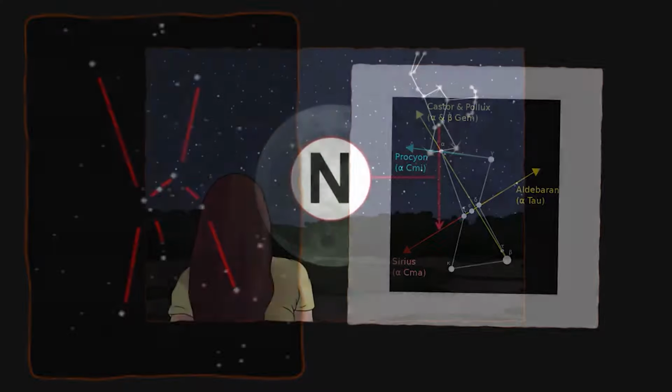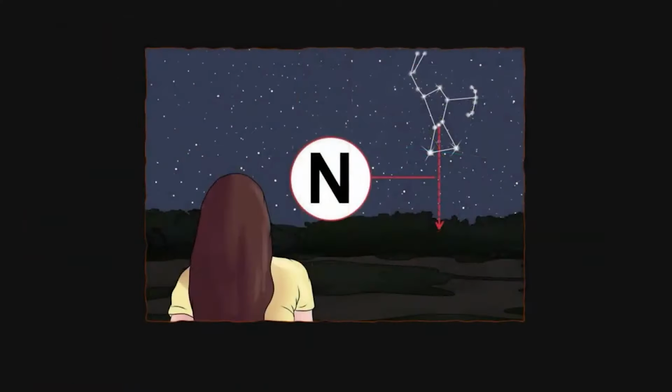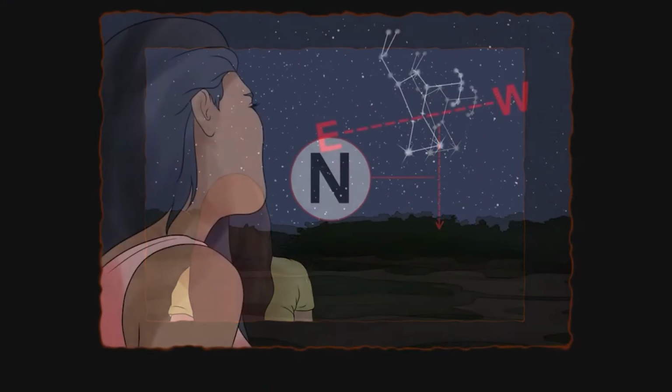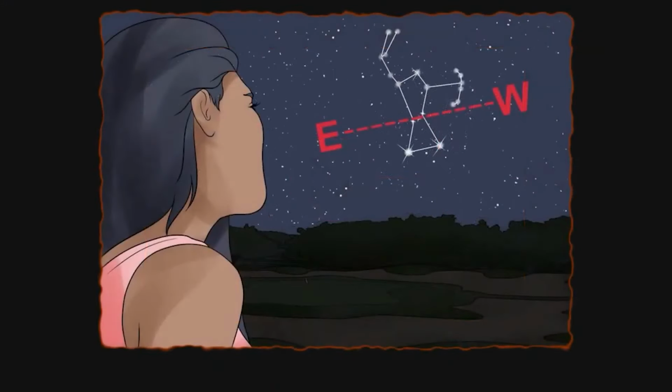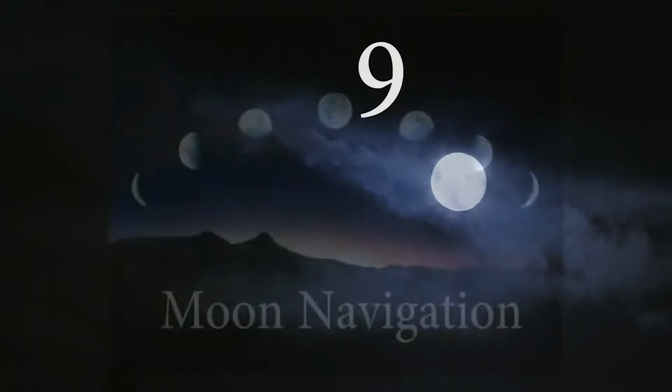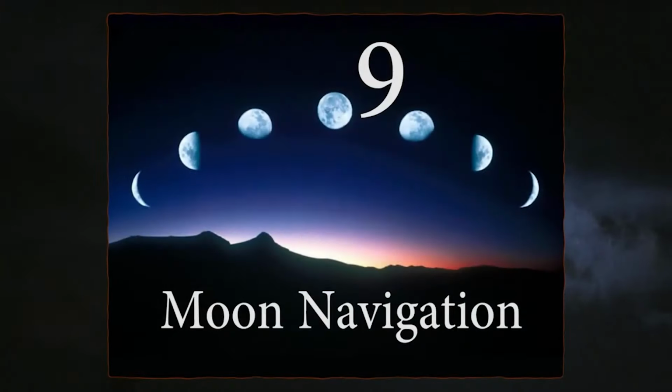Project a line from the tip of the sword through the middle star of the belt. This will be the general direction of north. Orion lays across the equator, the belt rises in the east and sets in the west. Number 9. Using the moon for navigation.